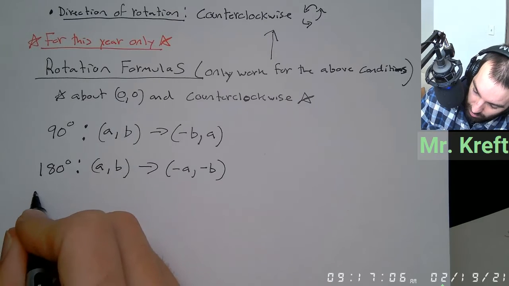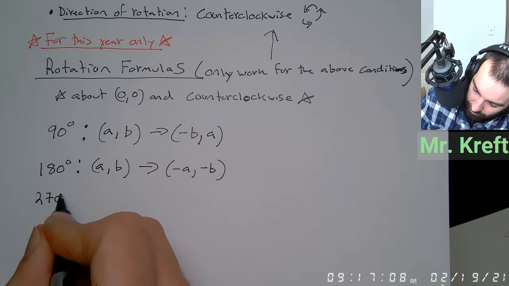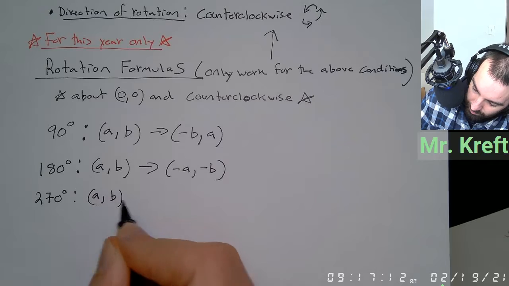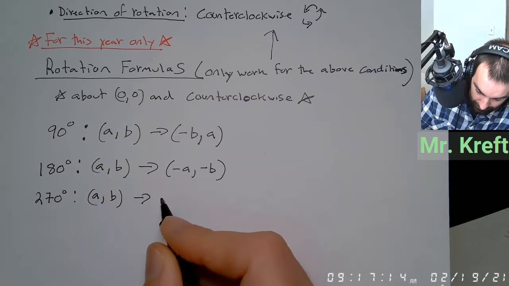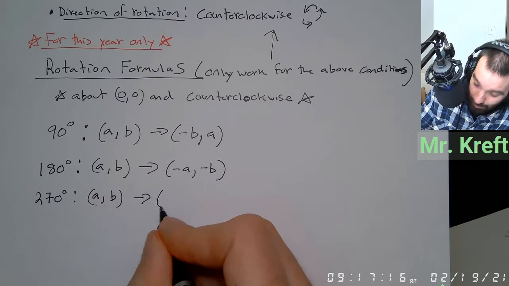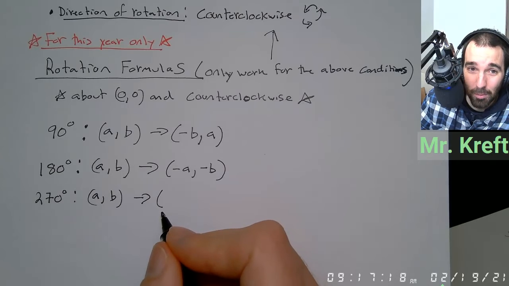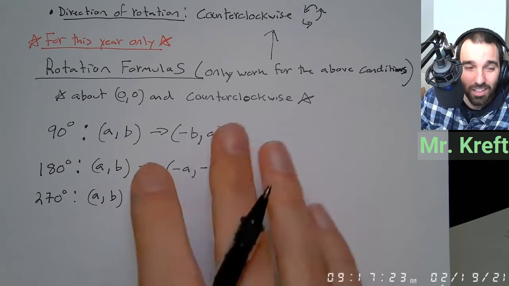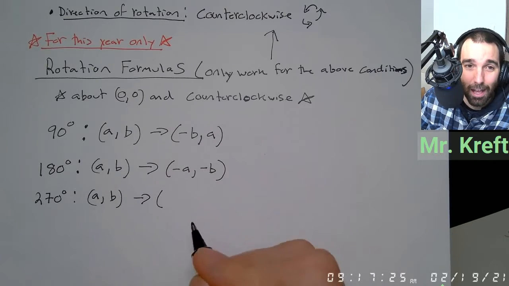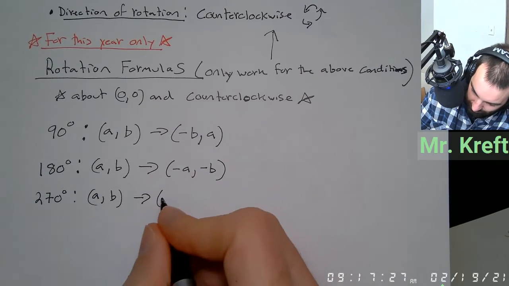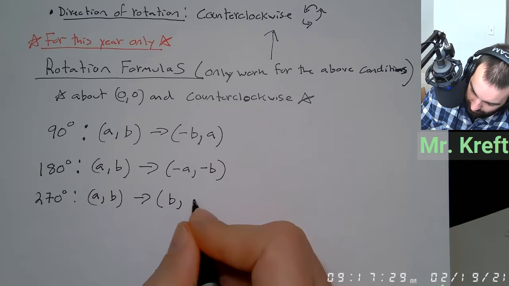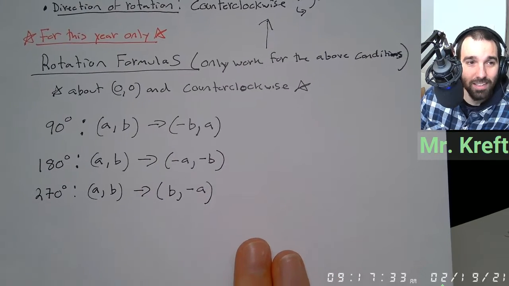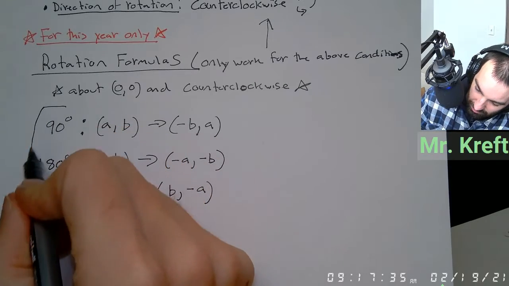Okay, and then we have 270 degrees. So that's every point (A, B), and I'm looking these up, guys, because I don't memorize these. I want to be super clear. This is not how I do rotations. It's just how we are going to have to do rotations this year. So I have (B, negative A). Okay, so that's it. These are your equations.